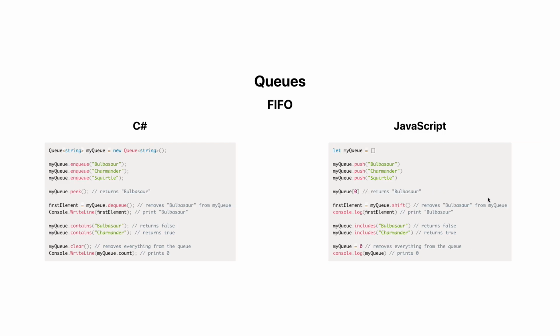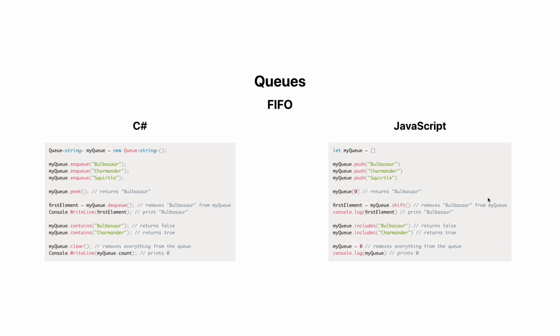Queues are pretty much the same. It's just FIFO instead of LIFO. So you have enqueue, peek, dequeue. You can check if it contains, very, very similar to a stack. In JavaScript, you can do the same kind of thing. It's just where you end up looking at it in the array.